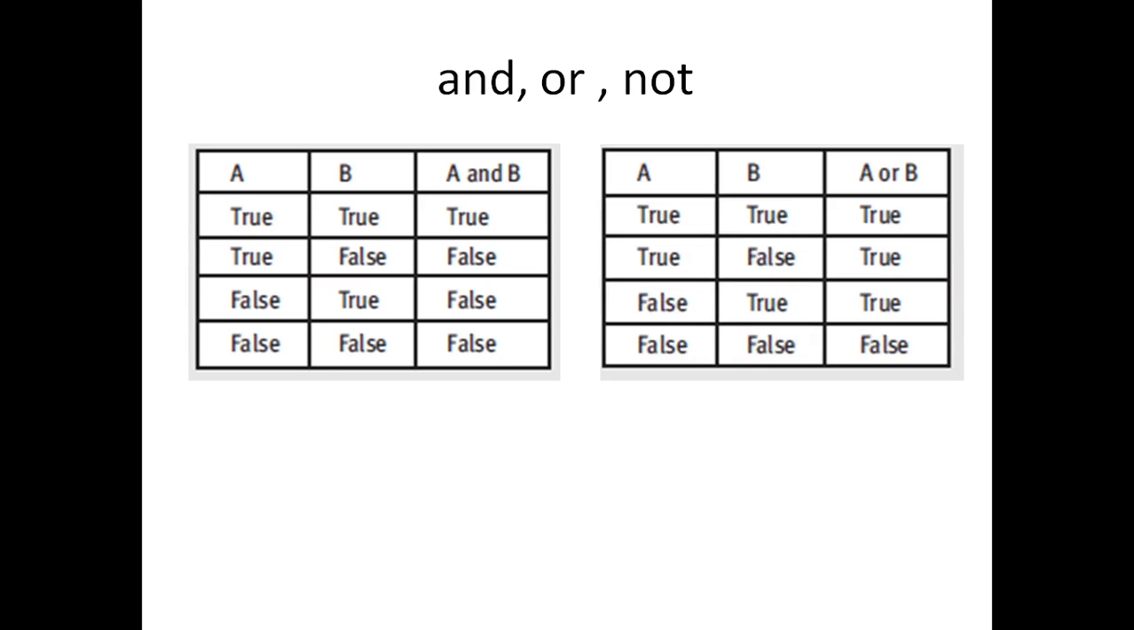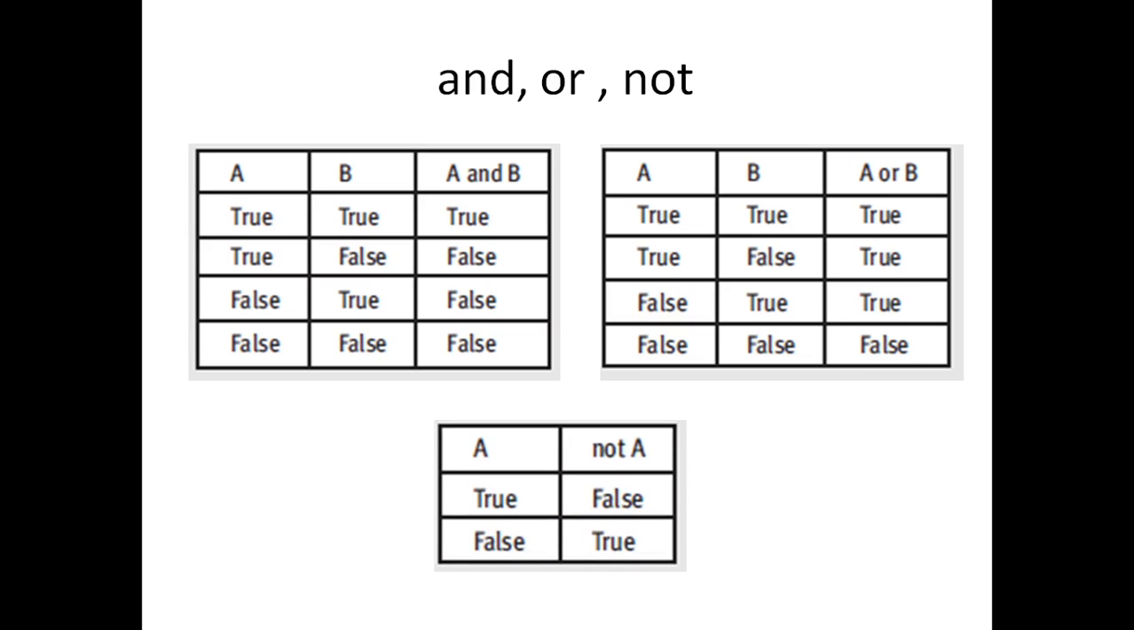And this is the truth table of OR. In the case of OR, any one of the expressions should be true. If either A or B is true, then the result is true. If both are false, then it is false. If both are true, it is true. If any of the expressions is true, then it is true. So A or B means if both are false, then it is false. Otherwise, it is true.